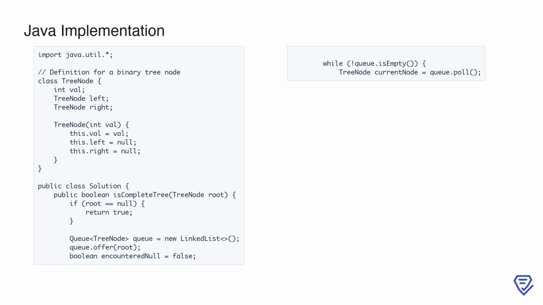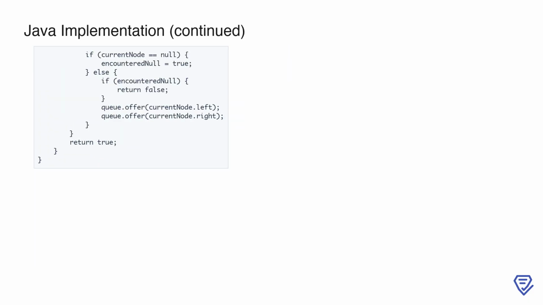Next, we utilize a queue to perform a level order traversal of the tree. We initialize the queue with the root node and introduce a boolean flag, encountered_null, to track whether we have seen a null node during the traversal. Within the while loop, we process each node in the queue. If the current node is null, we update the encountered_null flag to true, indicating that we've reached a gap in the tree. If the node is not null, we check if the flag is already true. If it is, this means there's a node after a null in the level order traversal, which violates the completeness property, so we return false.